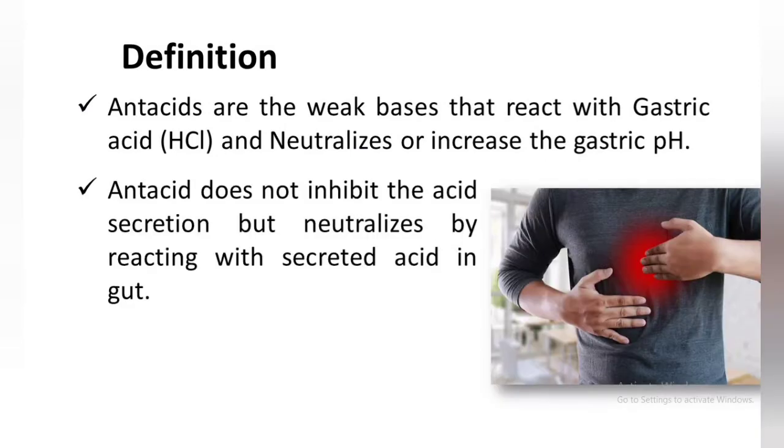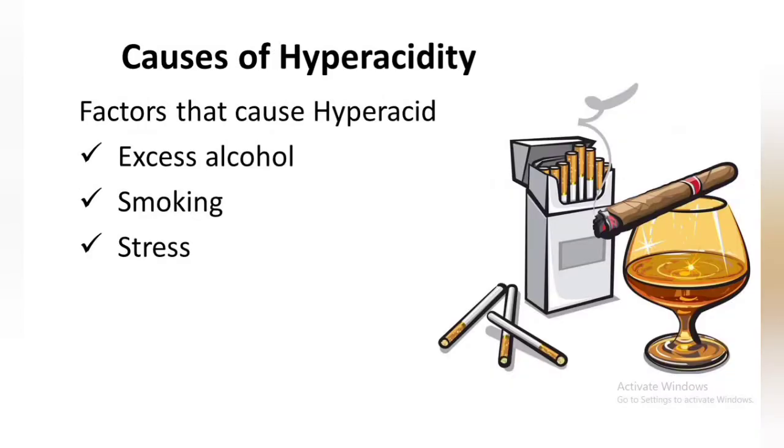Another important thing about antacid is it only neutralizes the secreted acid in the gut by neutralization reaction and does not inhibit the acid secretion. So it is given during hyperchlorhydria, that is hyperacidity. Hyperacidity or hyperchlorhydria means increased secretion of hydrochloric acid in stomach compared to normal condition. And factors causing hyperacidity are excess alcohol and smoking.